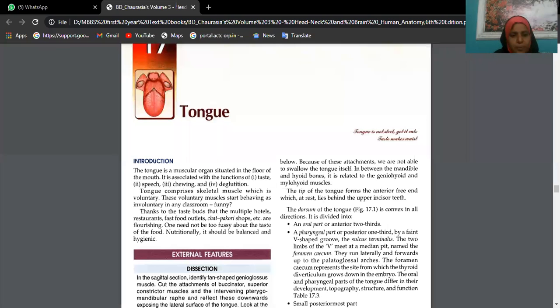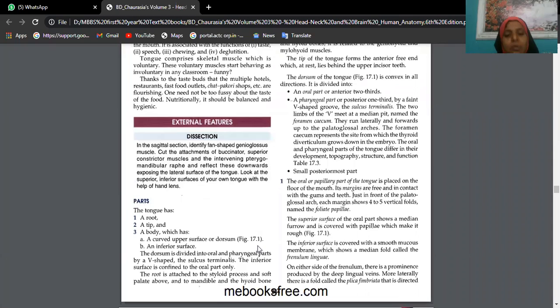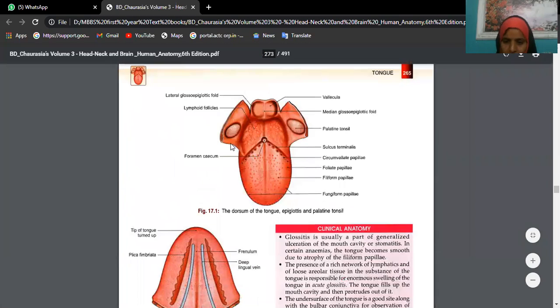Okay, so tongue. The question is: describe the tongue under the following headings, that means macroscopic appearance, nerve supply, lymphatic drainage, development. Macroscopic in the sense when you look with your eyes, what are its gross features? You have to write this better.